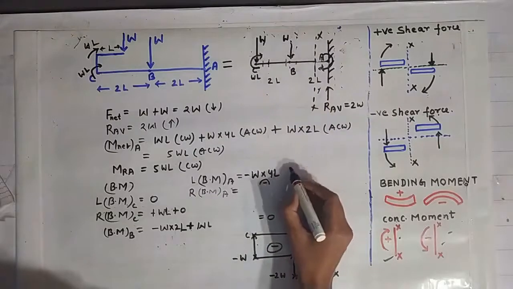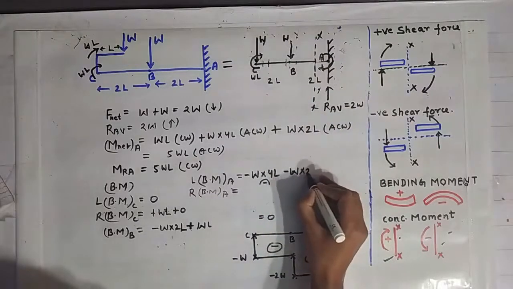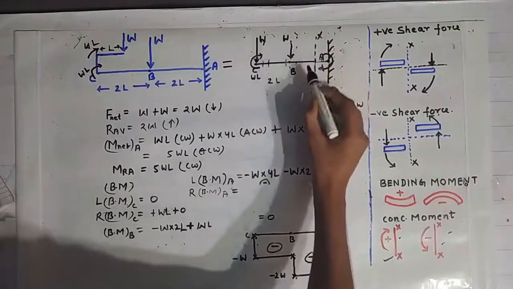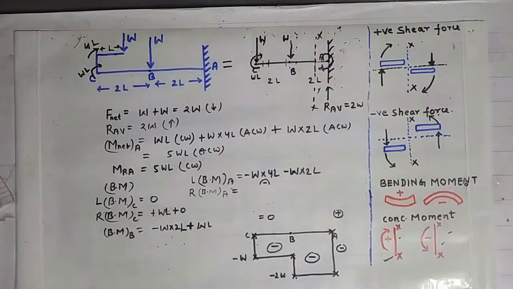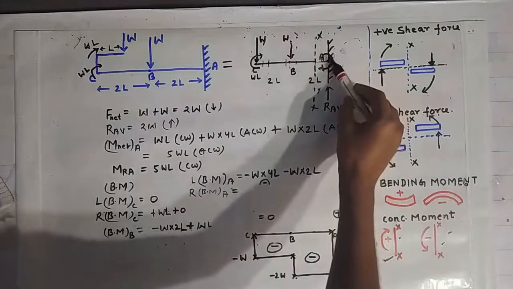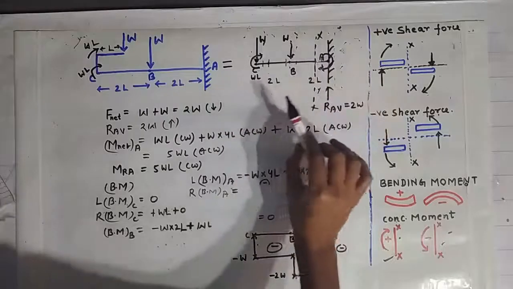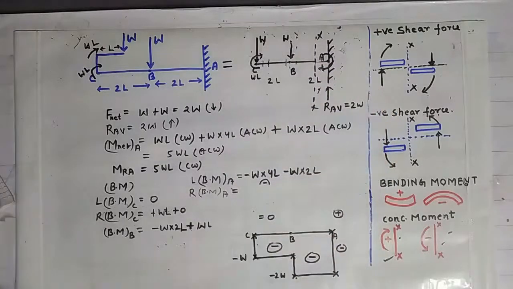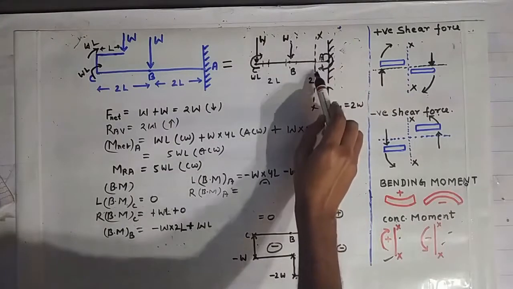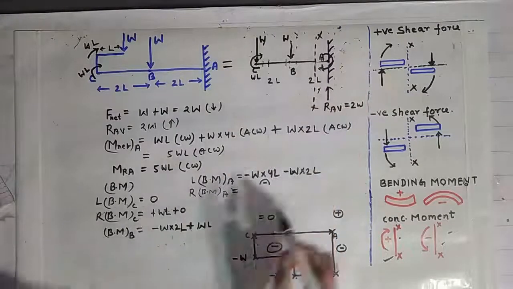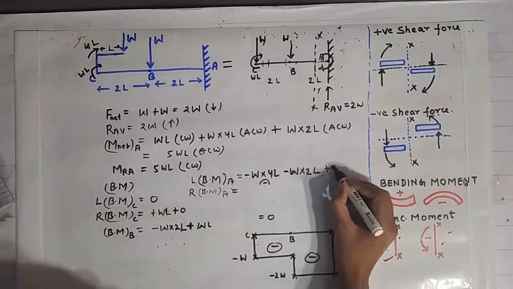This load W will also create a hogging bending moment of magnitude W into 2L, that is W into this distance 2L between the point B and this section XX. This section is very close to this point A, but for clarity I am showing it away from the point A. Actually it is very close to point A, so the distance between point B and section XX will be nearly equal to 2L. Now because of this concentrated moment, there will be a moment of plus WL.